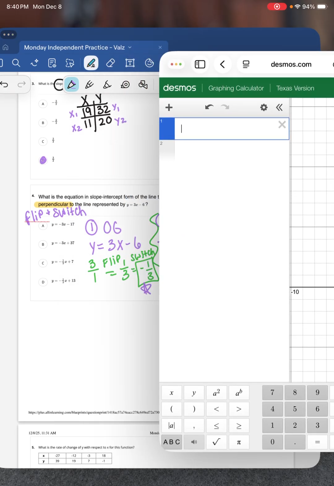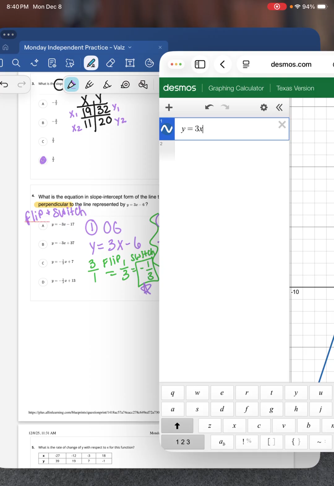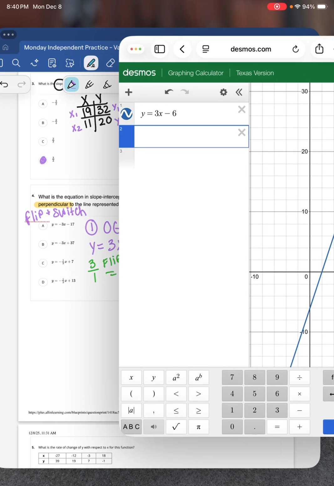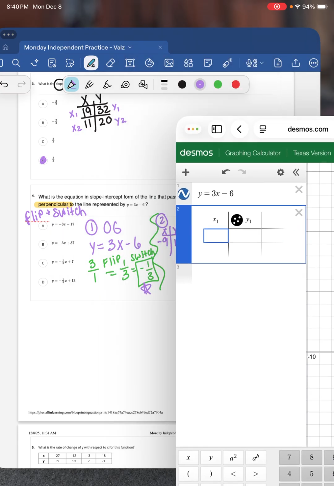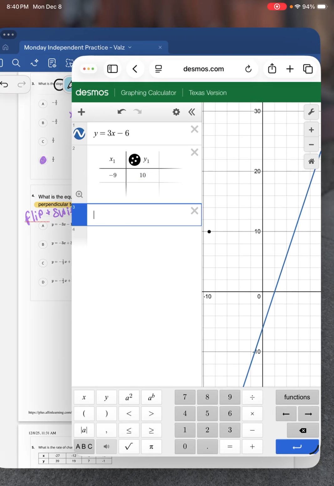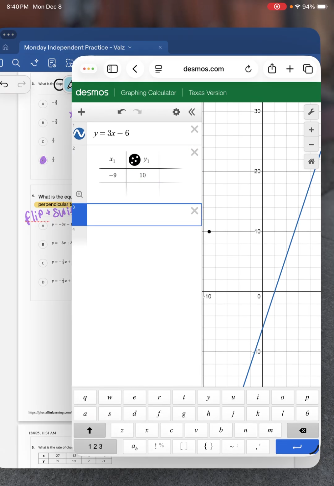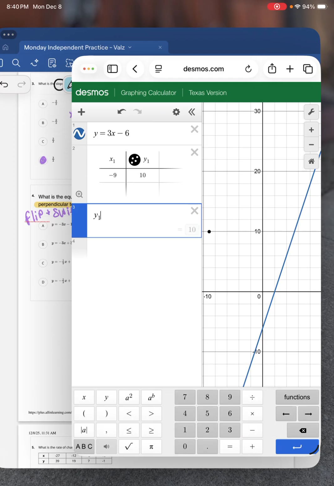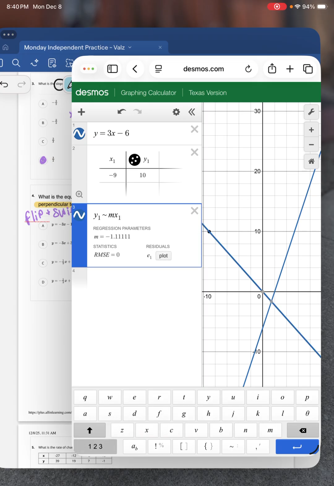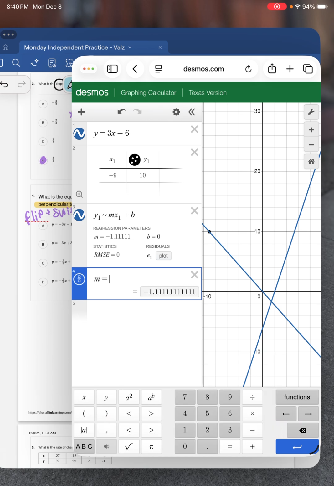So we have y equals 3x minus 6. Step 2 is to make our table with our points. We have -9 and 10. Step 3 is always to enter the formula. So we have y1 tilde mx1 plus b. And step 4 is to enter in that perpendicular slope.